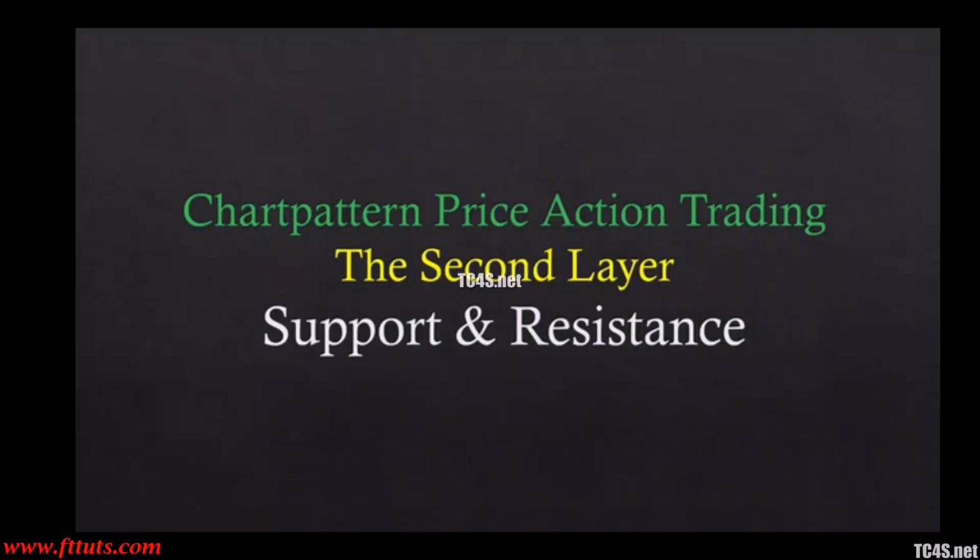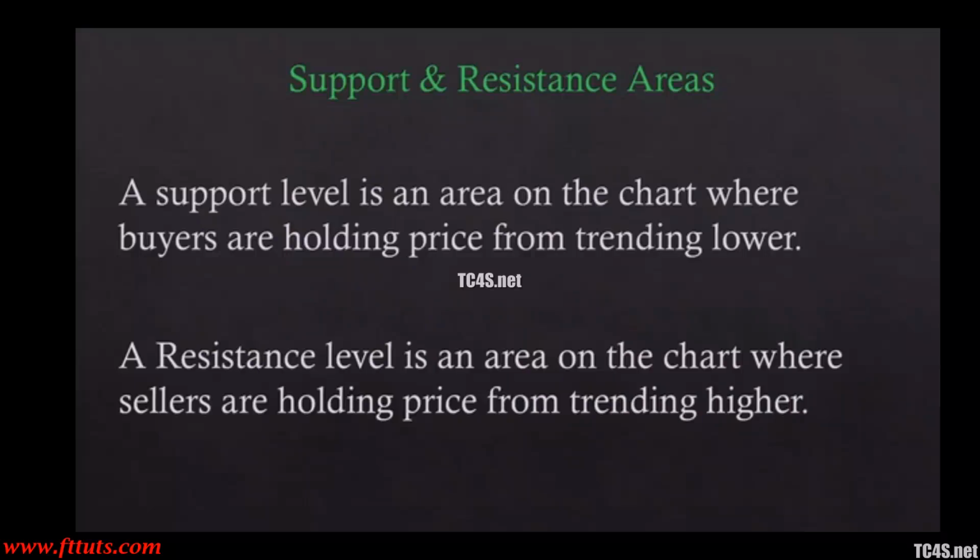The second layer, when we leave trends and we leave gaps that are in the chart, is support and resistance. Now, a support level is an area on the chart where buyers are holding price from trending lower. And a resistance level is an area on the chart where sellers are holding price from trending higher, meaning they're dumping stock, they're distributing stock.